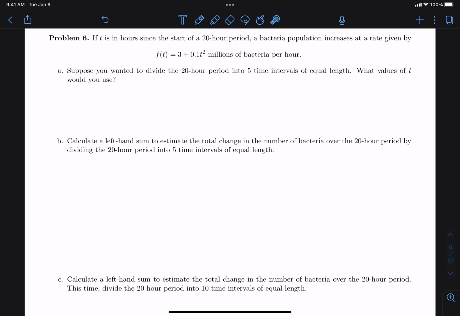Delta x, or delta t in this case, should tell us the width of each interval, right? If we're using 5 rectangles, and the length of our entire interval is 20, then each rectangle should be 4 units wide. And then it was 4 times half of 8. Okay, 160.